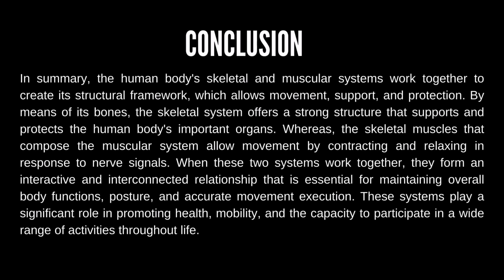So in conclusion, the human body's skeletal and muscular systems work together to create its structural framework, which allows movement, support, and protection. By means of its bones, the skeletal system offers a strong structure that supports and protects the human body's important organs, whereas the skeletal muscles that compose the muscular system allow movements by contracting and relaxing in response to nerve signals. When these two systems work together, they form an interactive and interconnected relationship that is essential for maintaining overall body functions, posture, and accurate movement execution.